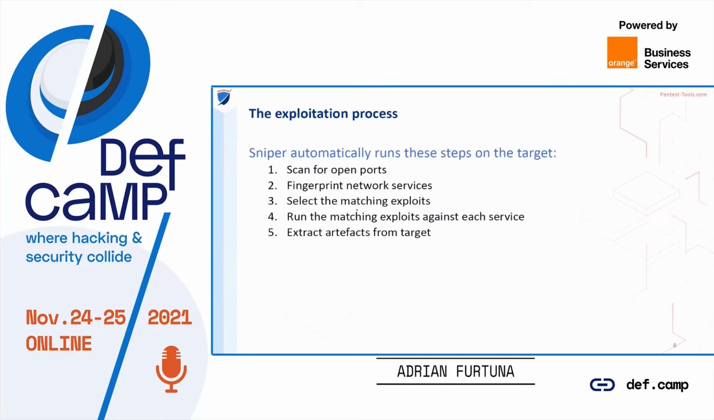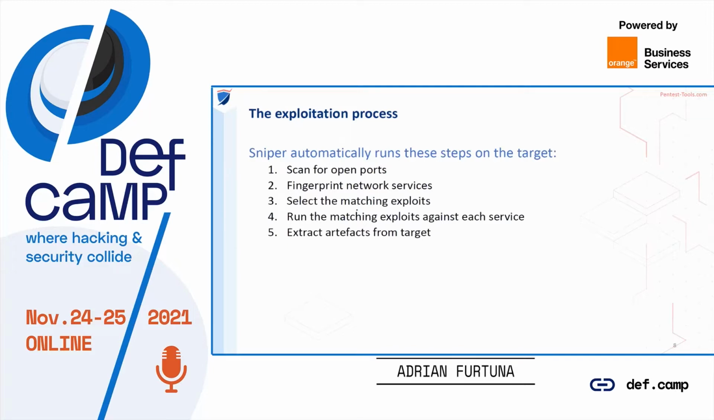The exploitation process that I'm going to showcase immediately follows these steps. The tool starts by scanning the target for open ports. It fingerprints what type of services are running on those ports, and based on that, it selects only the exploits that are matching those services and versions. It runs them against the target, and if any of the exploits succeeds, then it proceeds with extracting the artifacts from the target.